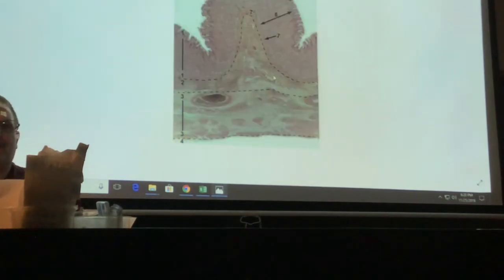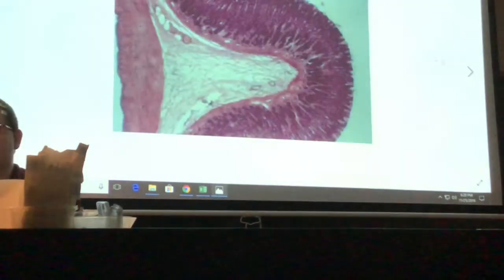This is just showing you a single ruga. Here's muscularis, this is the submucosa, and then the mucosa is here. Again, another ruga, just so you can see what that looks like. Mucosa, submucosa, muscularis.